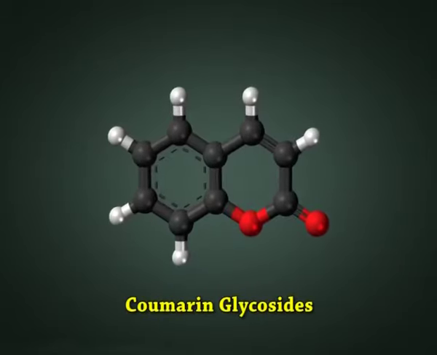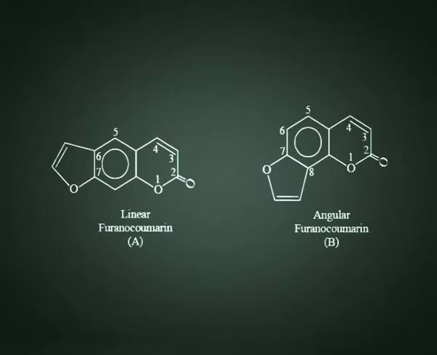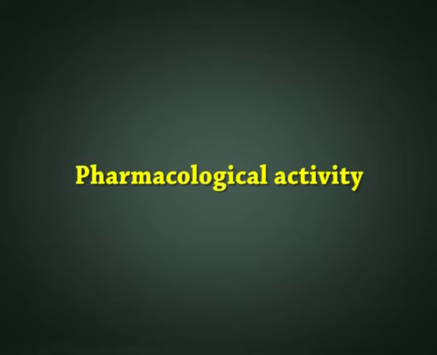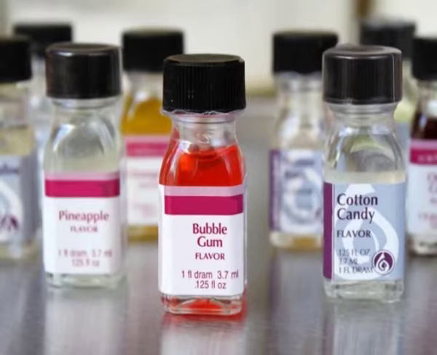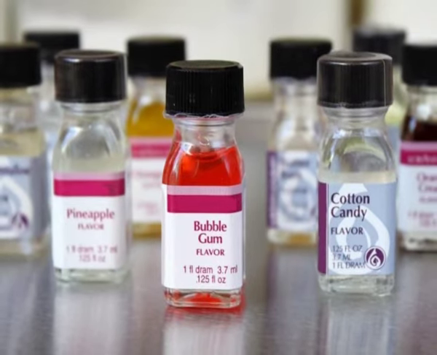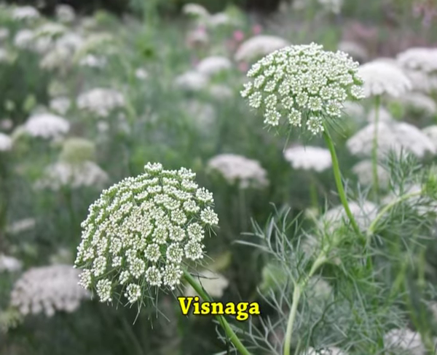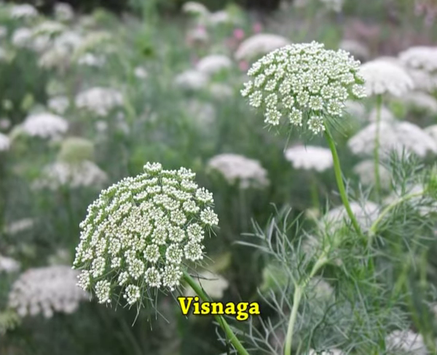Coumarin glycosides are mainly the derivatives of benzo-alpha-pyrone, whereas the furanocoumarins are formed by the fusion of a furan ring to the coumarin at either 6,7 or 7,8 carbon atoms. Now let's look upon its pharmacological significance. They exert a variety of physiological actions which differ with their forms. The major coumarin lactones are used as a flavoring agent, whereas the furanocoumarin derivatives found in Visnaga are used as smooth muscle relaxants and vasodilators.